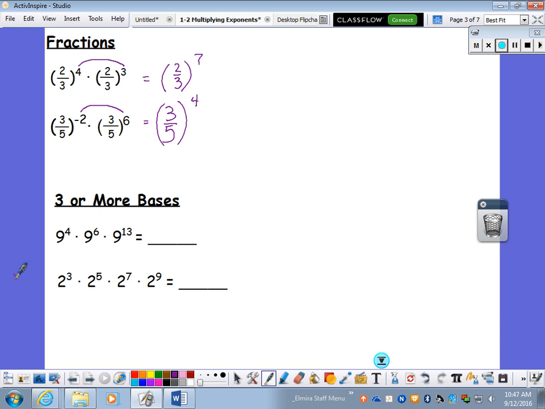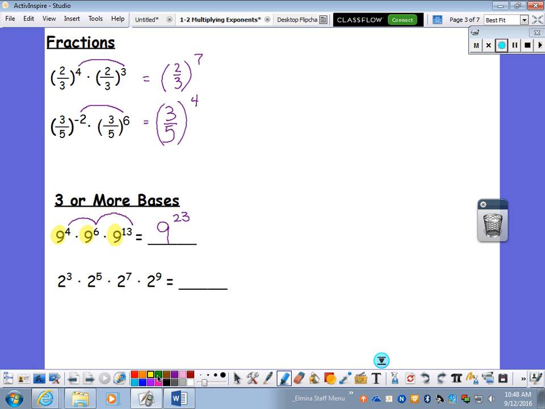All right, what if there's 3 or more bases but they're the same? In other words, this is a 9, this is a 9, this is a 9. They're all 9s. Okay, just keep the 9 as if it was 2 bases, and you just have more exponents to add. So 4 plus 6 is 10, 10 plus 13 is 23. So you're just keeping the same base, and you just have more exponents to add.